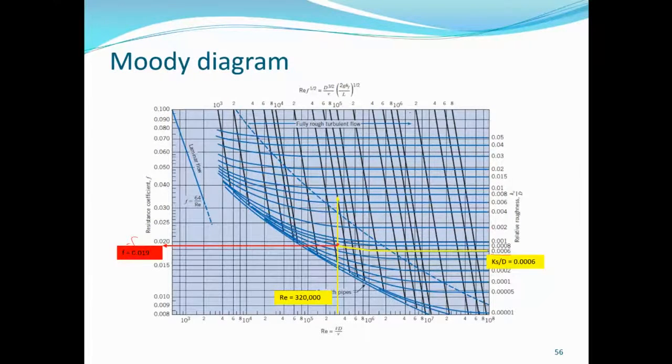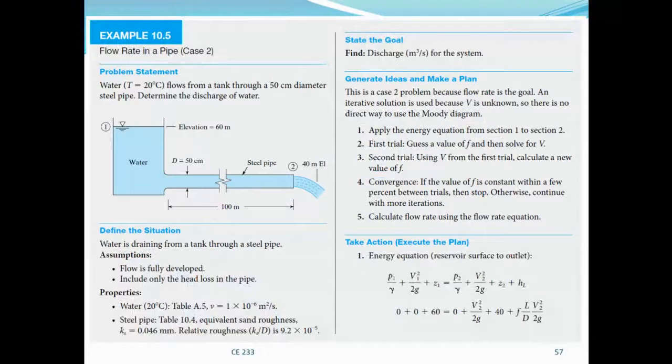Now this is another example, in which we want to find the flow rate in a pipe, case 2. In this case, we have water at 20 degrees flowing from a tank through a 50 centimeter diameter steel pipe, and we want to determine the discharge of water. This is the elevation, 60. This is the elevation here, 40.